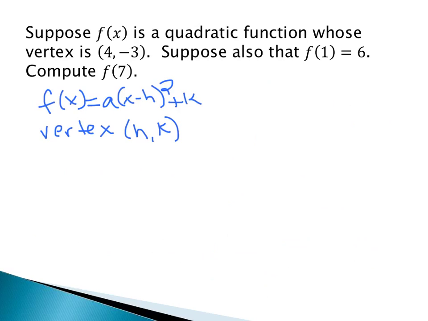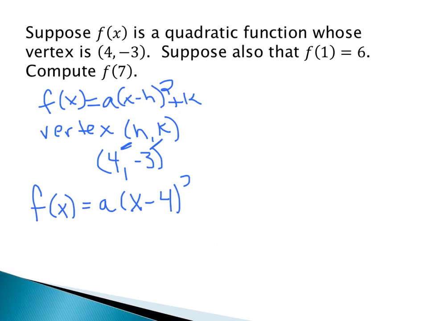Well, in this problem, suppose f of x is a quadratic function whose vertex is 4, negative 3. Suppose also that f of 1 equals 6. Compute f of 7. And so we're going to name h and k from that vertex 4 and negative 3. So h is 4 and k is negative 3. That gives us f of x equals a times x minus 4, quantity squared, then minus 3. So that gives us part of it.